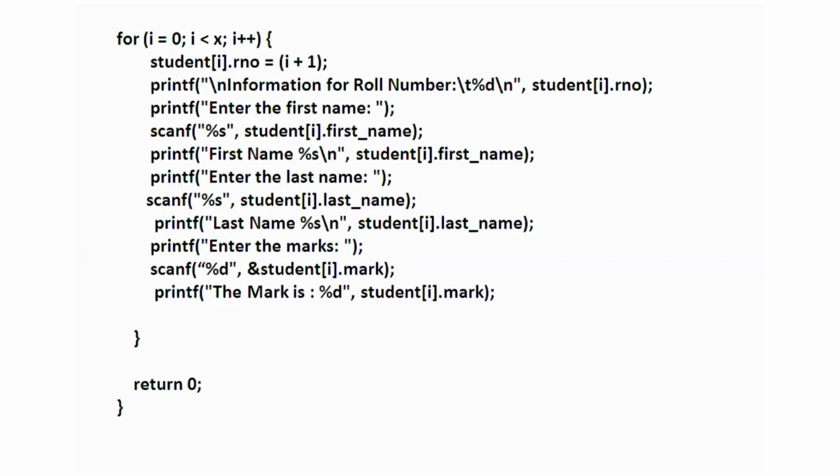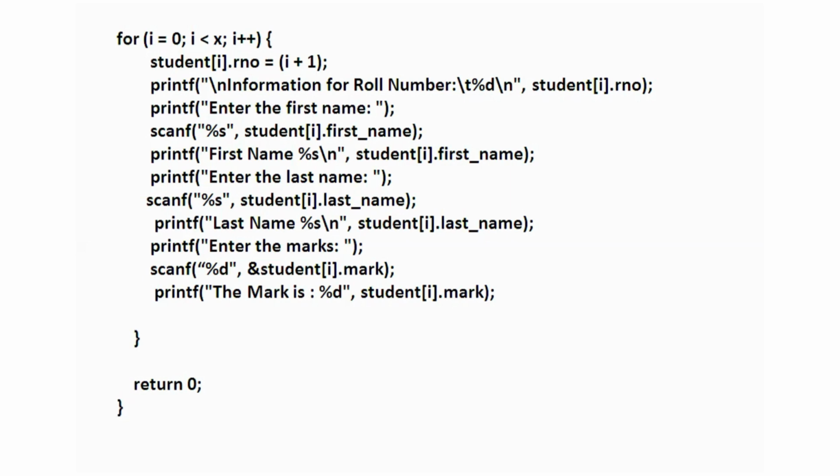Similarly, once the first name is received from the keyboard, it is immediately displayed on the screen with the help of the printf statement. The same way we are receiving the input, last name and marks. That is scanf of student[i].last_name and student[i].mark with the ampersand.